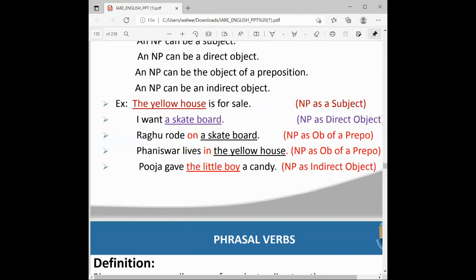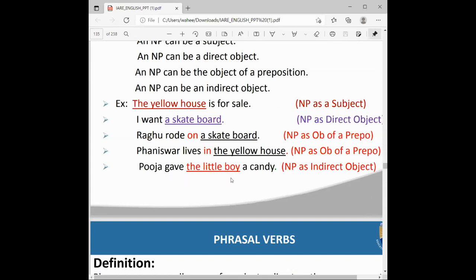a skateboard, the little boy. I want a skateboard. It is a direct object you are referring to. Noun phrase as a direct object. Raghu rode on a skateboard. It's written in red. That's why a skateboard is the object of a preposition.